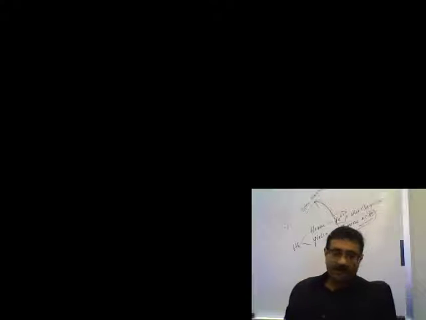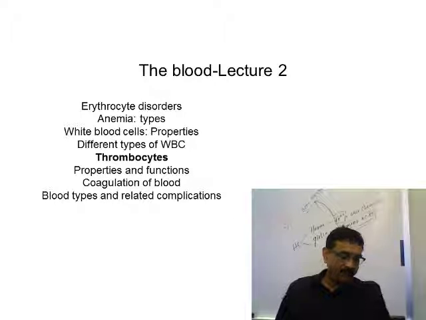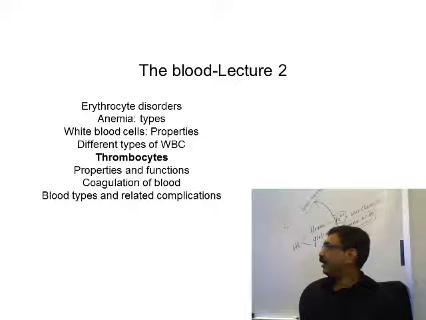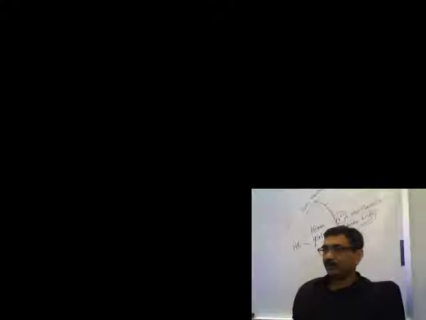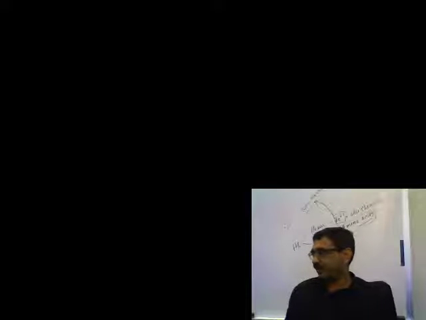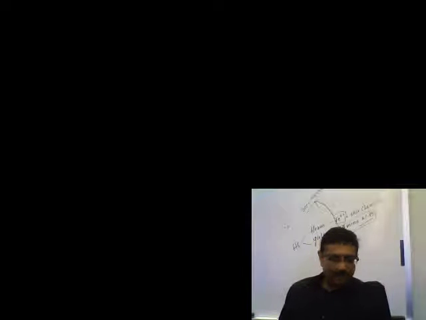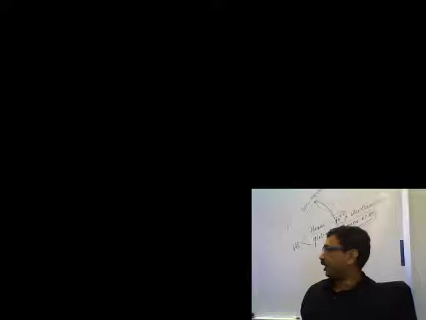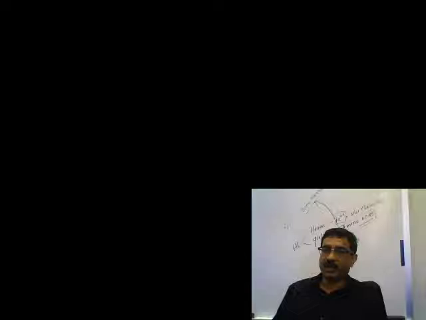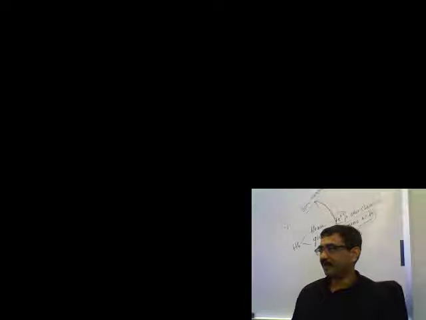Hemoglobin. Hemoglobin is the red pigment that gives the red color to the red blood cells and the blood. Hemoglobin is responsible for the transportation of oxygen and carbon dioxide. So, transportation of gases.